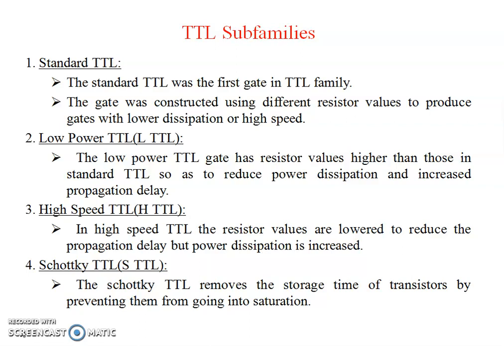The second type is low power TTL. The low power TTL gate has resistor values higher than standard TTL, so it reduces power dissipation and increases propagation delay. Now the third type is high speed TTL.